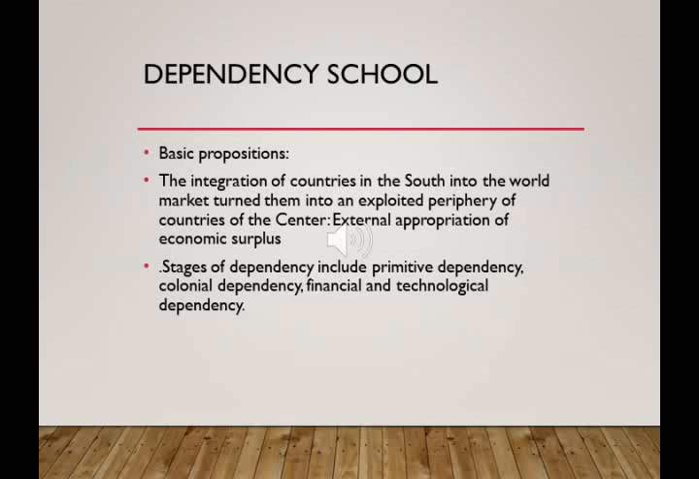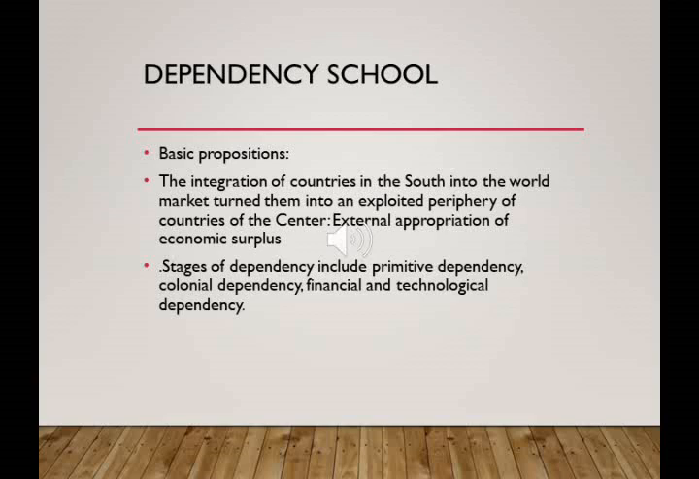Khedive Ismail in Egypt and the Sultan of Morocco were tempted to conclude loans with European bankers, which brought high interest rates, and this led the two countries to be indebted. This led to the bankruptcy of Egypt, and paved the way for imposing joint foreign control over the budget of the country. So this is primitive dependency.